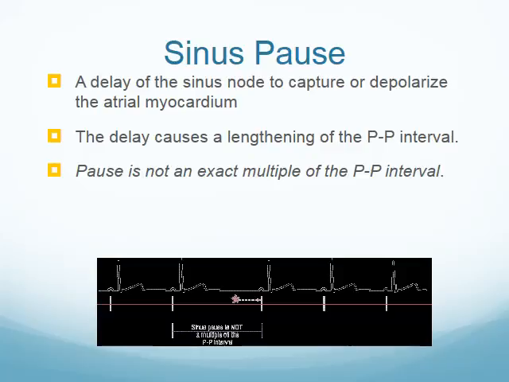So in our picture here, you see our sinus pause. It does not march out as in sinus block. So this is the differentiation between sinus block and sinus pause, is that it's not an exact multiple of the P to P interval.